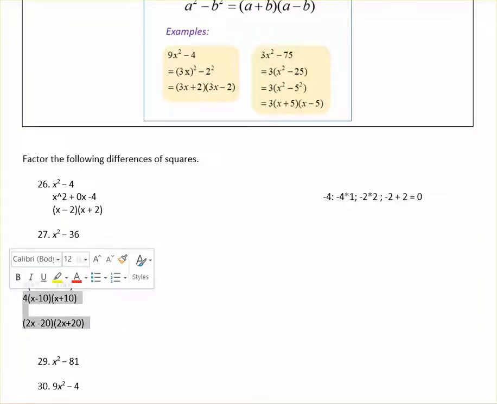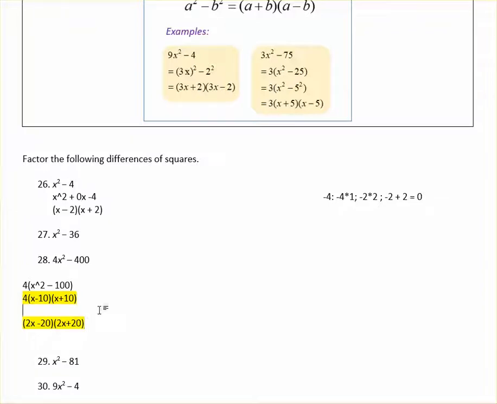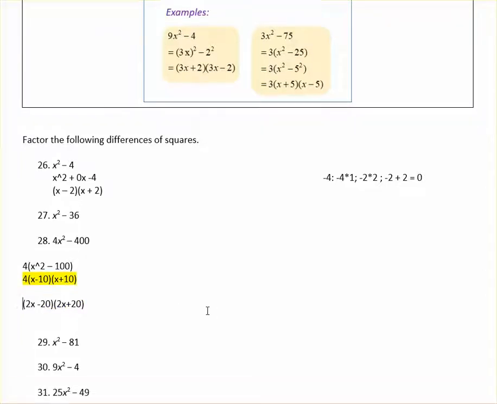I'm going to highlight this. These would both be answers. However, this one down here does not have the greatest common factors factored out of it. So really, the better answer would be the 4 times x minus 10, x plus 10. You really should factor any common factors out before doing this.